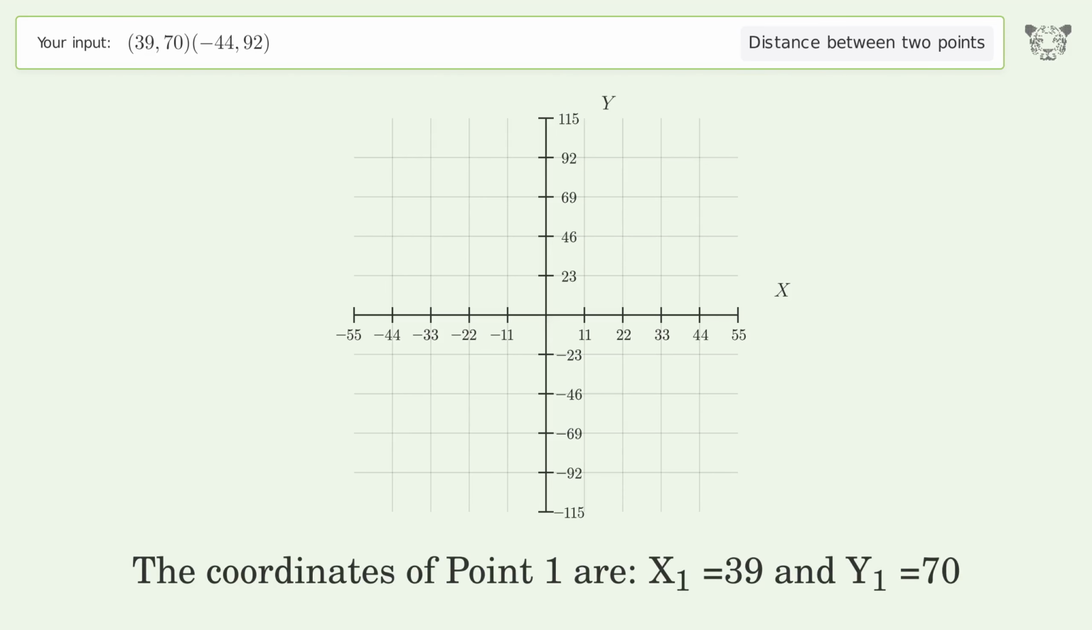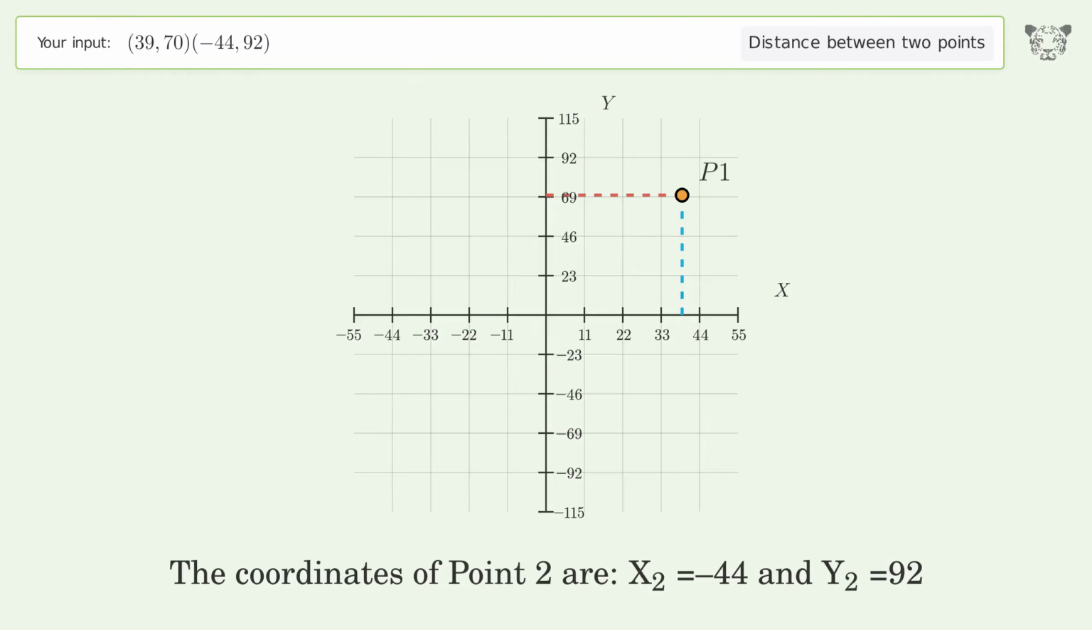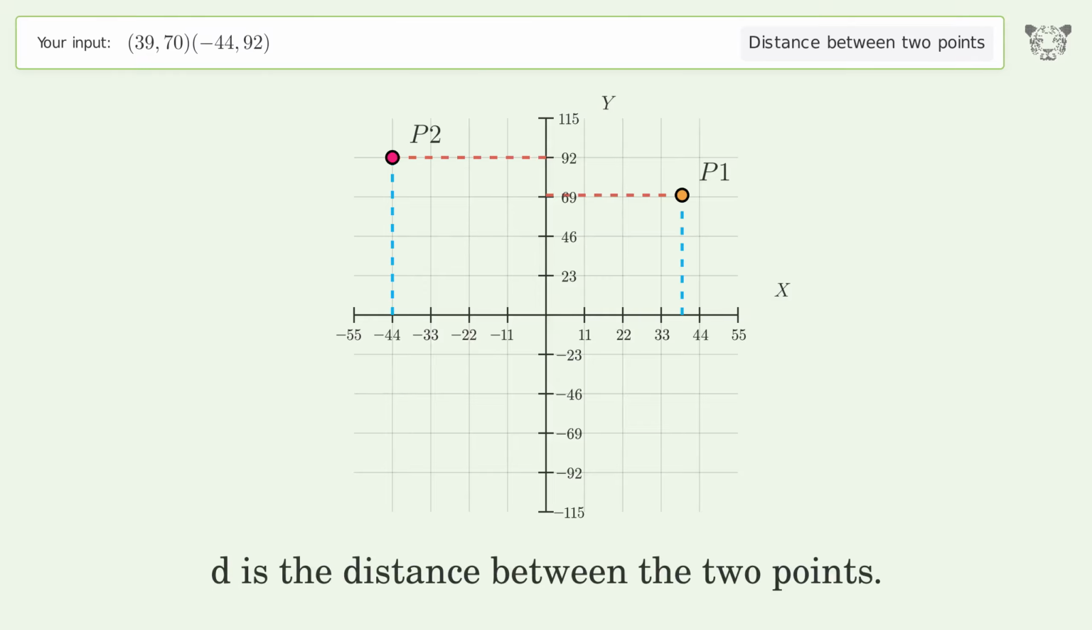The coordinates of point 1 are x1 equals 39 and y1 equals 70. The coordinates of point 2 are x2 equals negative 44 and y2 equals 92. D is the distance between the 2 points.